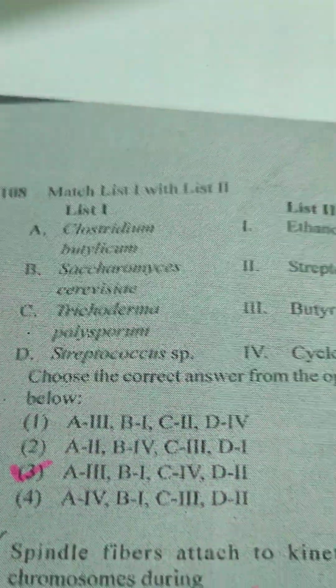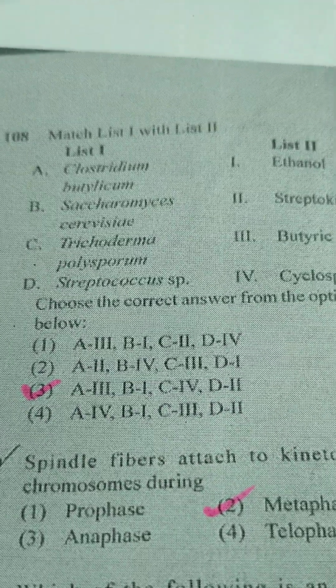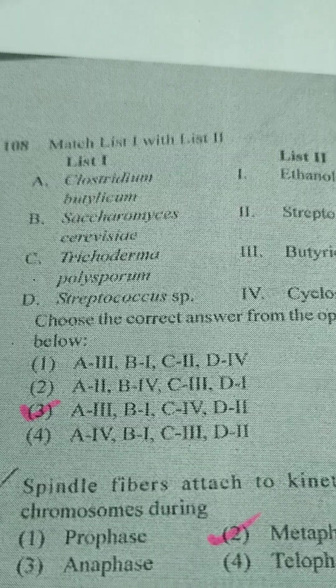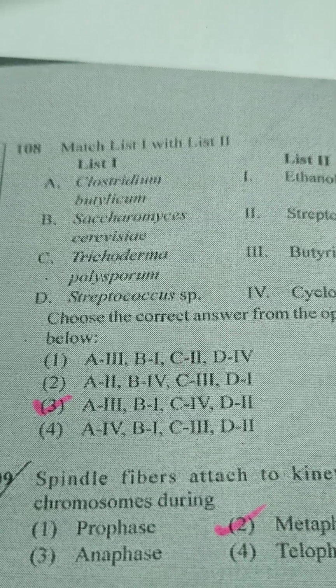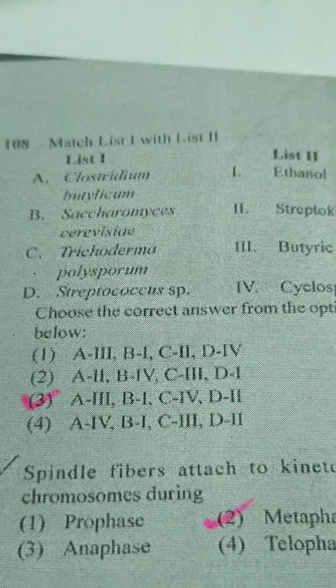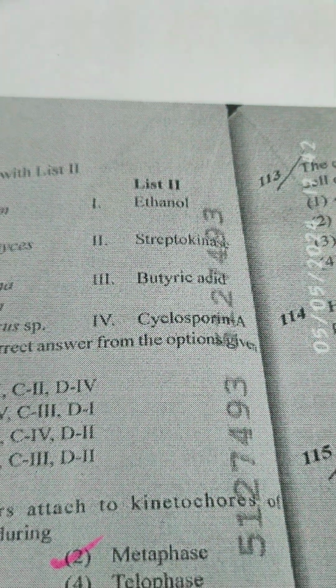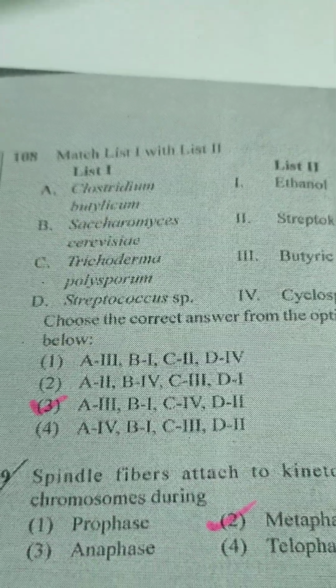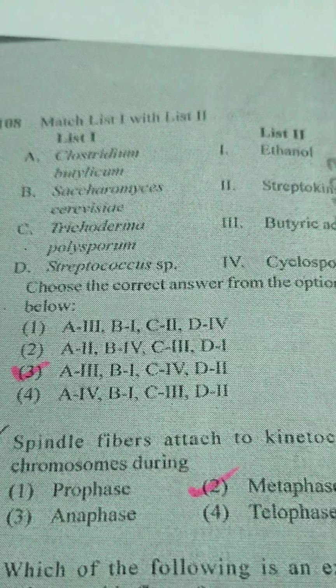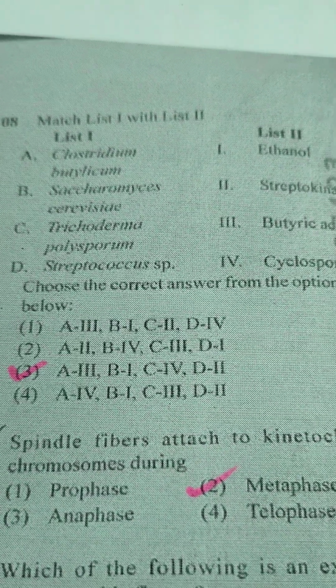Question number 108. Options: Clostridium botulinum, Saccharomyces cerevisiae, Trichoderma polysporum and Streptococcus species. List 2: ethanol, streptokinase, butyric acid, cyclosporine. Correct answer is 3, A3, B1, C4, D2.